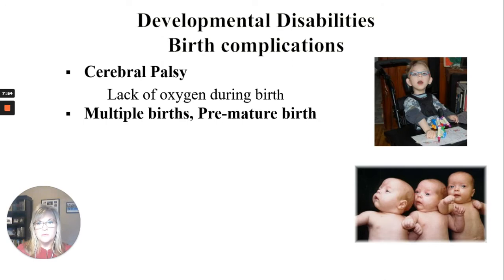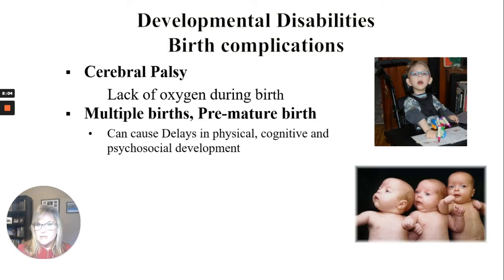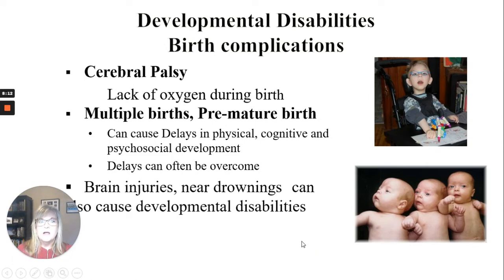And oftentimes, people that are preemies can grow into it and be very normal, but other times they can have deficits as well. So it can cause delays in physical development, cognitive development, and psychosocial development. Oops, that's prematurity.